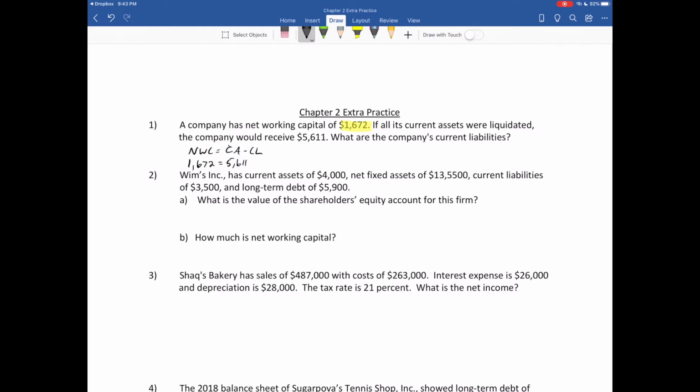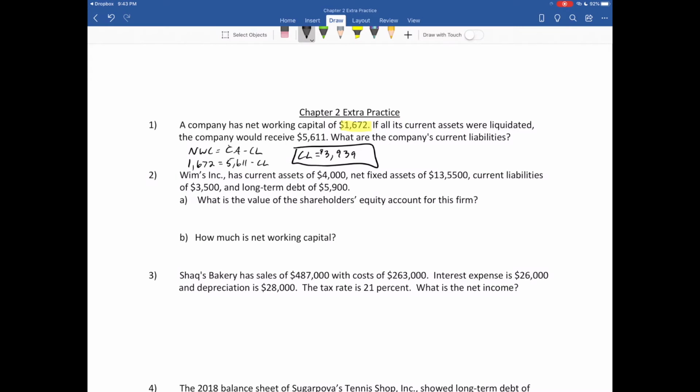So this 5,611 is what we are using as our current asset value, and then we are subtracting the unknown current liability. When you solve for current liabilities, you will see that the current liabilities in this scenario are $3,939. So not a very complex problem. More so just checking and assessing, do we understand what net working capital is?